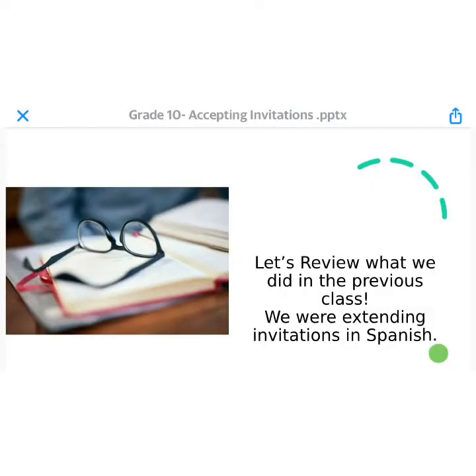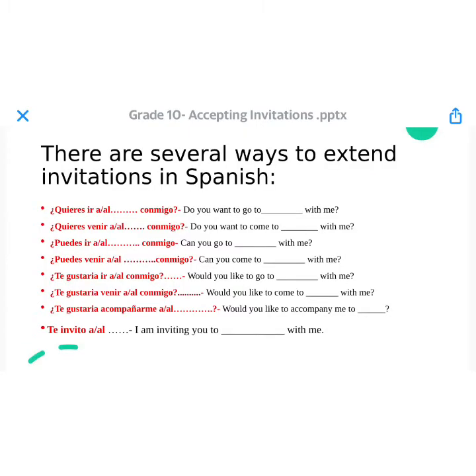However, before we get into today's lesson, vamos a repasar. Let us review. So in the last class, we were extending invitations in Spanish. There are several ways to extend an invitation in Spanish, and these were the few methods I presented in the previous class. Remember, you can choose any of these methods.